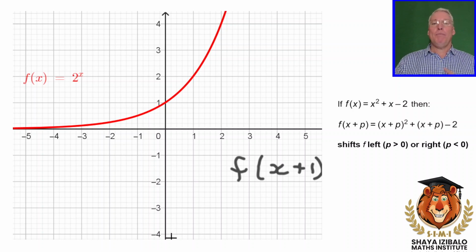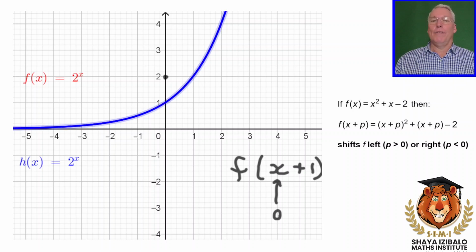Now, remember, when we put 1 into this red graph, we get 2 out. What must we put into this function to get 2 out? Well, in fact, we must put 0 in here, because that will then put 1 in. So in other words, this point, instead of being there, will be there. All right, let's have a look at it. So there's our graph, it's the blue one.